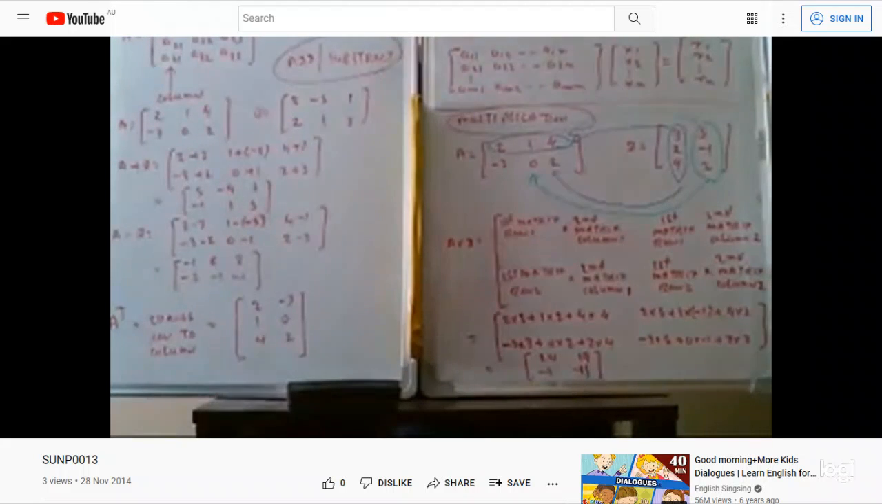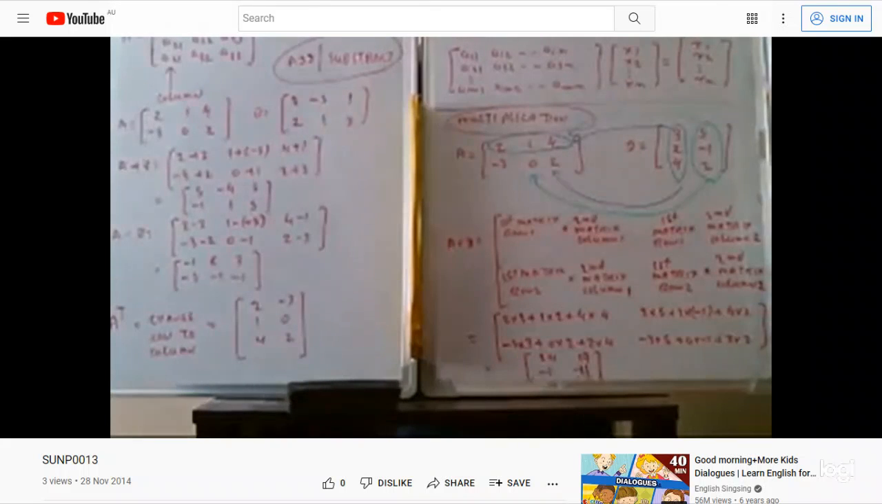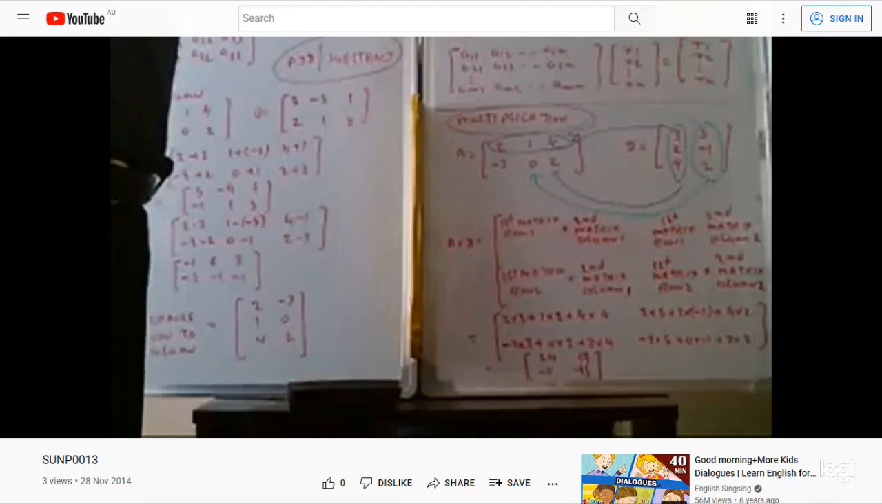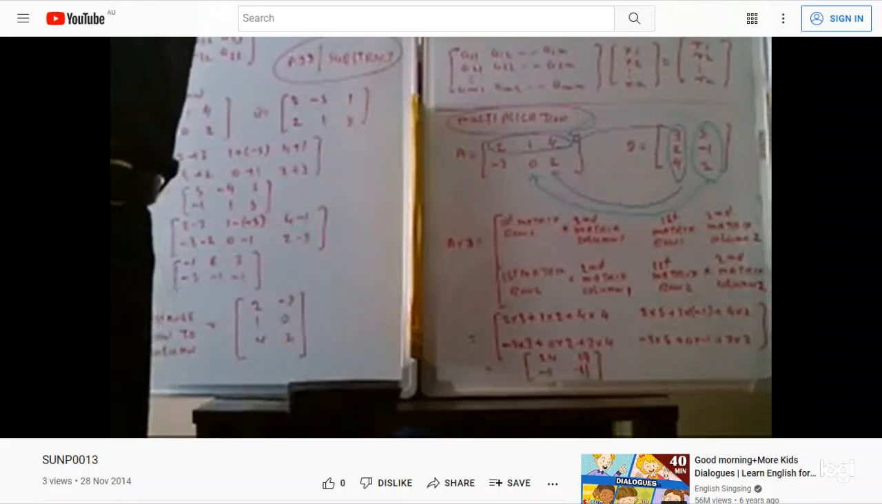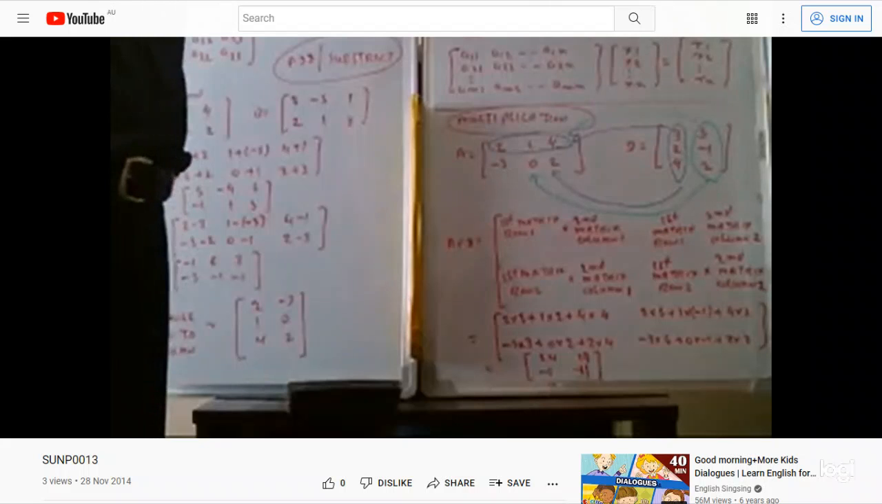So we use a matrix to solve equations with many variables. For example, a11 x1 + a12 x2 + ... + a1n xn = r1; a21 x1 + a22 x2 + ... + a2n xn = r2; am1 x1 + am2 x2 + ... + amn xn = rm.